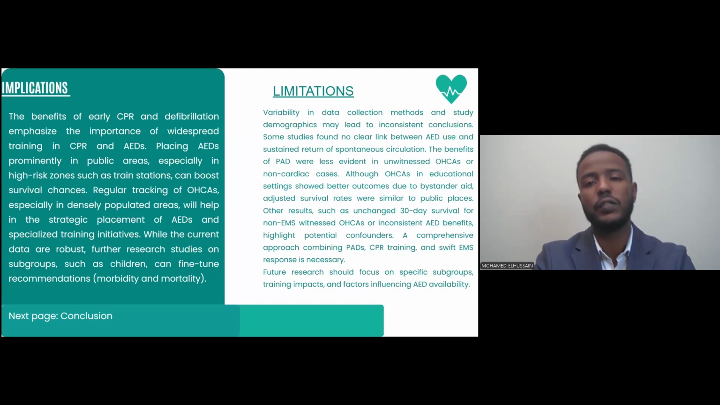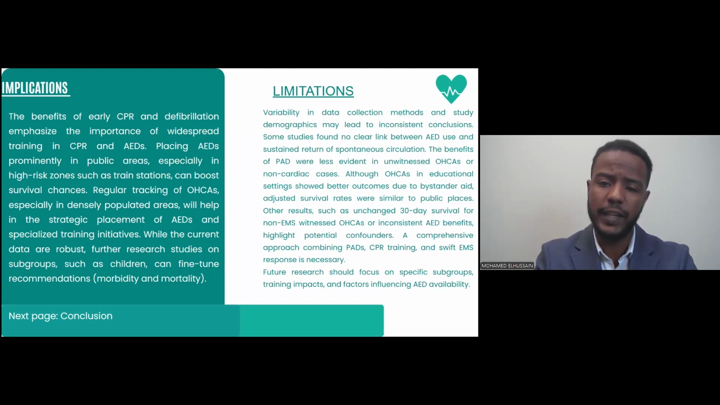While the current data are robust, further research studies on subgroups such as children can fine-tune recommendations, morbidity, and mortality. What are the limitations of this study? The variability in data collection methods and the study demographic may lead to inconsistent conclusions. Some studies found no clear link between AED use and sustained return of spontaneous circulation. The benefits of PAD were less evident in unwitnessed out-of-hospital cardiac arrest or non-cardiac cases.